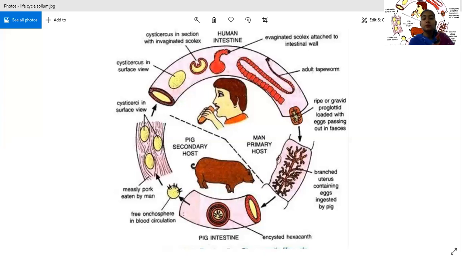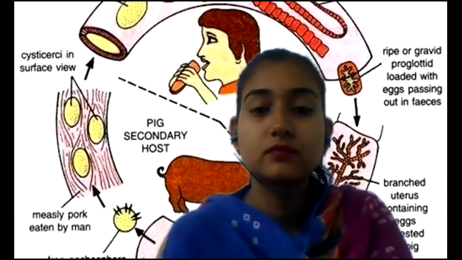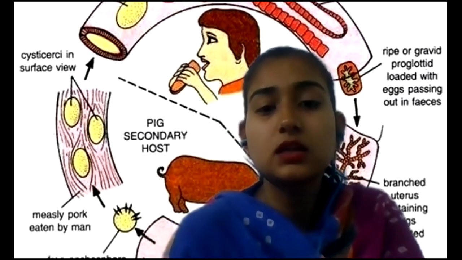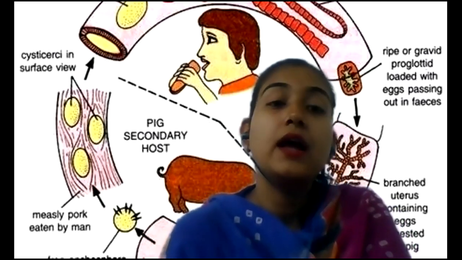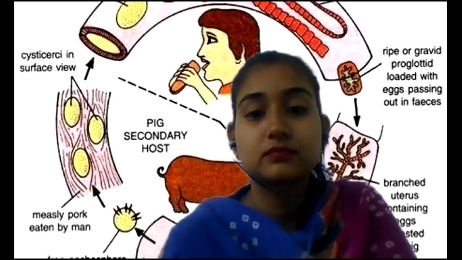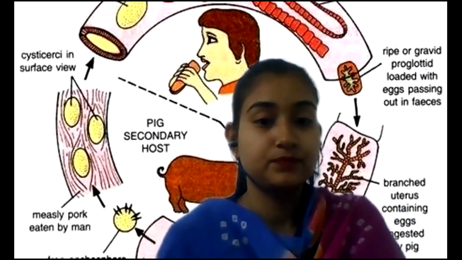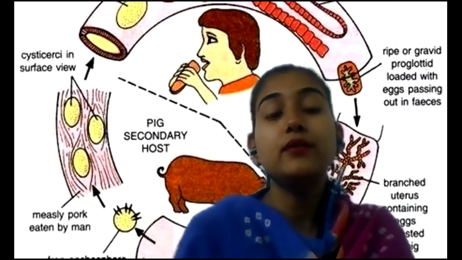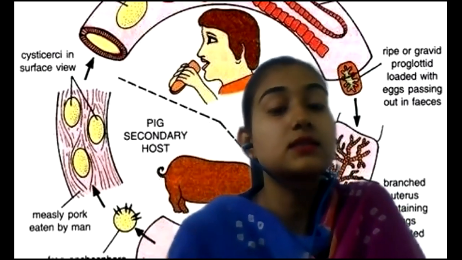And clinical manifestation. So symptoms can be different, depending on where the infection with cysticercosis occurs and how many cysts there are.